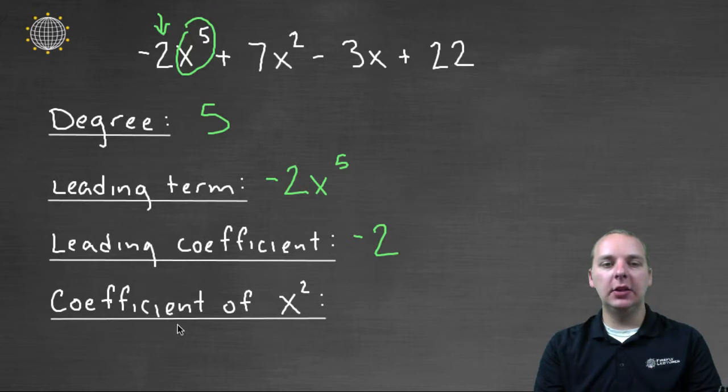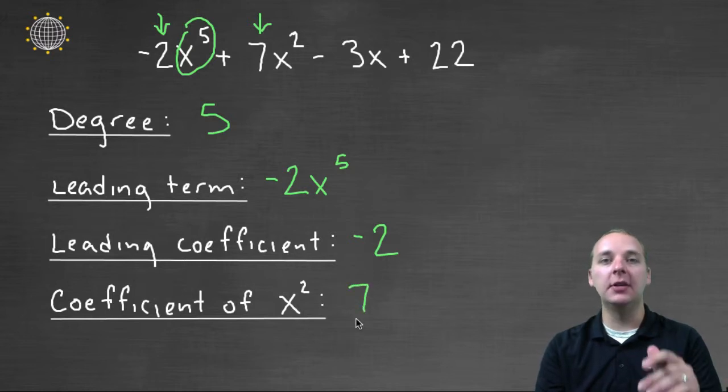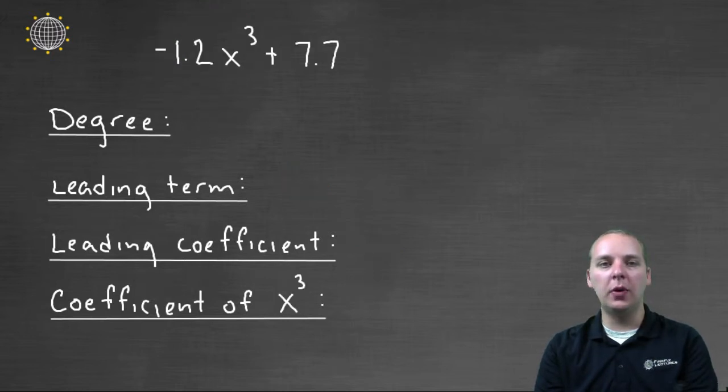And then lastly, the coefficient of just one of the random terms in the polynomial. How about the coefficient of x squared? That would be the constant in front of x squared, so that would be 7. And again, it's just the 7, not 7x squared. So anyways, that wraps up this problem. Let's try a couple more.